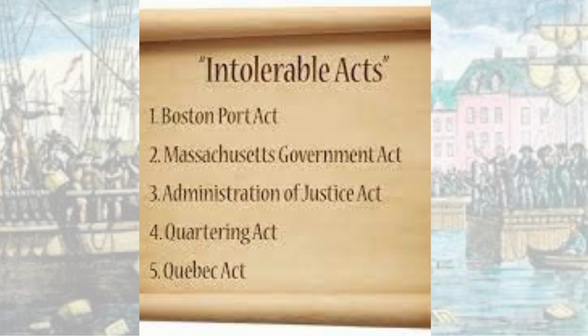3. Administration of Justice Act. This act allowed the governor to move capital trials against government officials to Great Britain. The colonists felt this act gave too much protection to government officials. Witnesses would have to travel all the way to Britain to testify against an official, making it nearly impossible to convict. Some colonists called this the Murder Act, as they thought it would allow officials to get away with murder.